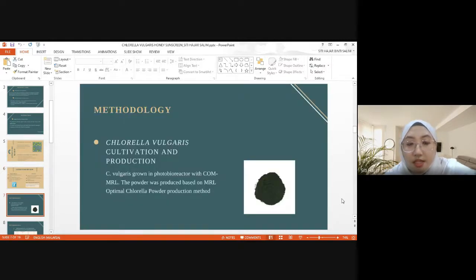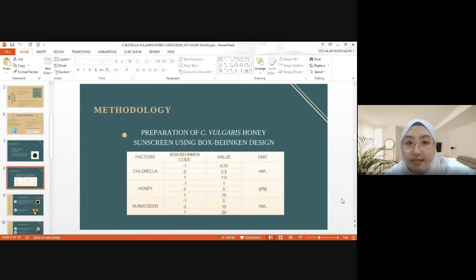Moving on to methodology. Firstly, we have to cultivate and produce Chlorella vulgaris. The C. vulgaris was grown in a photobioreactor with Chlorella optimal media. The powder was also produced using the same method. This is the preparation of C. vulgaris honey sunscreen using the Box-Behnken design. As shown in the table, there are 3 factors which are Chlorella, honey, and sunscreen. Each of these factors consists of 3 different levels. -1 indicates the lowest amount, 0 the medium amount, and +1 the highest amount.